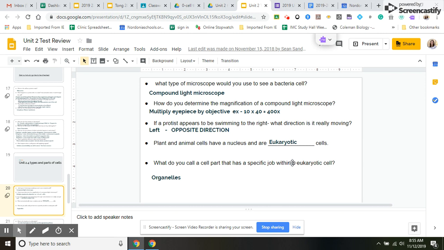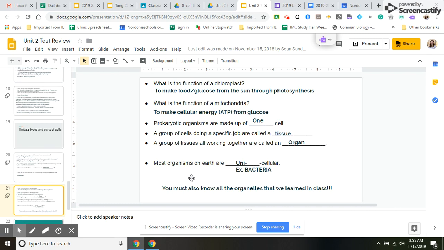Plant and animal cells do have a nucleus, which makes them eukaryotic cells. They also have other cell parts that have specific jobs, which are called organelles. Prokaryotic cells do not have either of those.